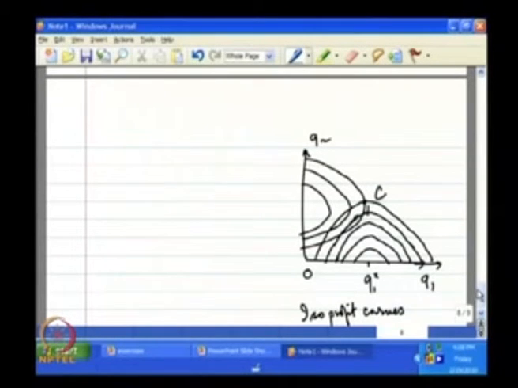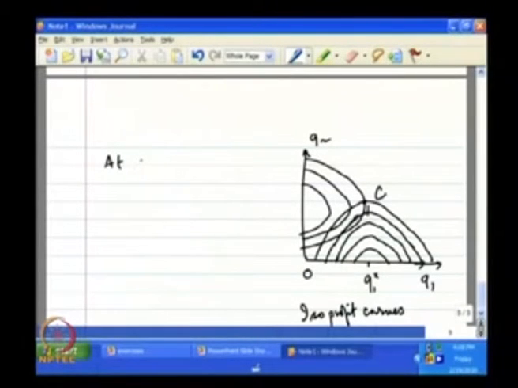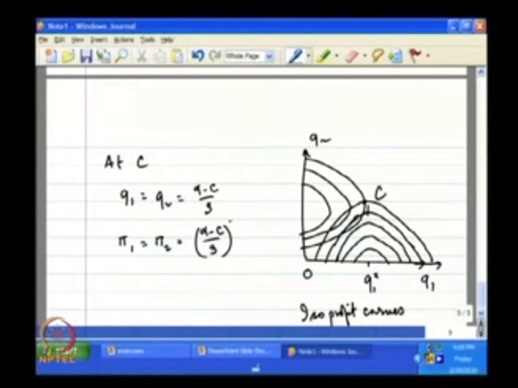And from this it is obvious that at C the firms are earning some profit at the equilibrium. At C, Q1 is equal to Q2 is equal to (alpha minus C) divided by 3, and profit is equal to ((alpha minus C) divided by 3) whole square. This is the profit.